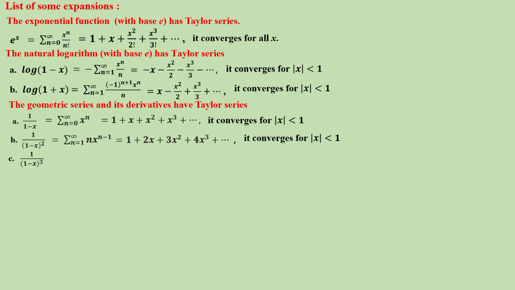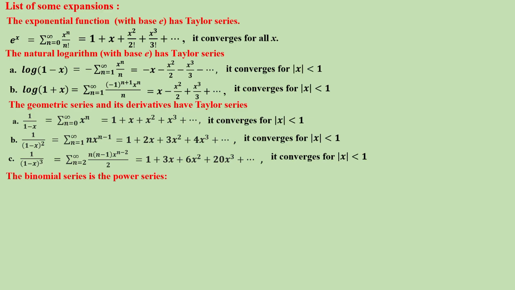Then third one, 1 minus x whole power minus 3, that is 1 by 1 minus x cube, it is equal to summation n is equal to 2 to infinity n into n minus 1 x power n minus 2 by 2, that is equal to 1 plus 3x plus 6x square plus 20x cube plus etc. So this converges for mod x is less than 1.